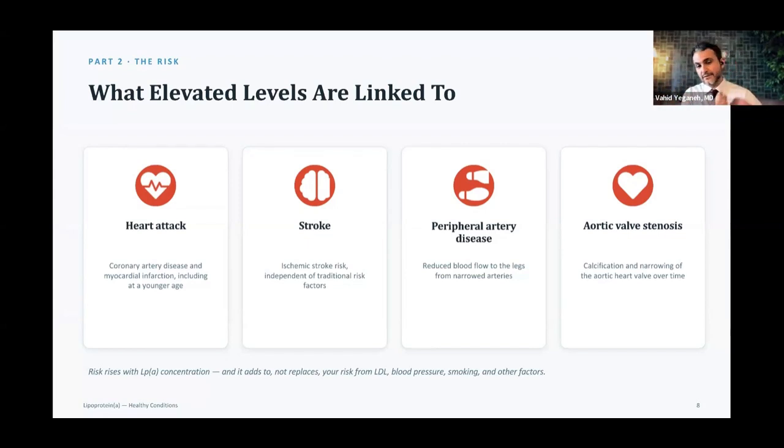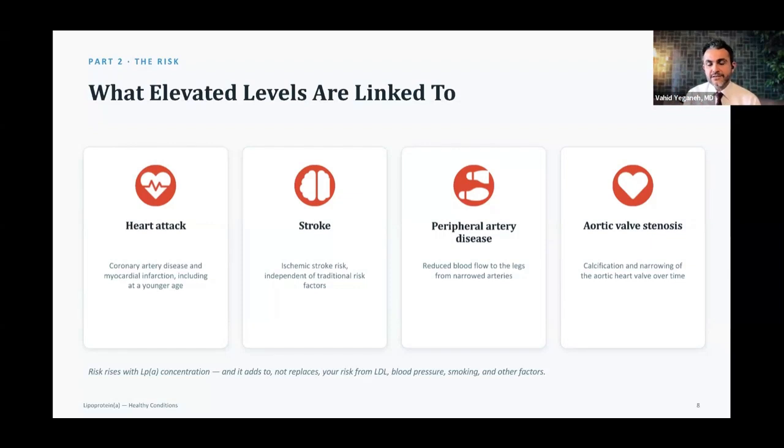Or if a plaque, where earlier on breaks off and goes up into one of those vessels in your brain, this is what we call an ischemic stroke. So it's a stroke not where you're bleeding, it's where you're not getting enough blood to that area of the brain. Peripheral artery disease, same thing. If we're getting a bunch of plaque deposited into the arteries around the legs, we're impacting the blood flow to the legs. We get peripheral artery disease.